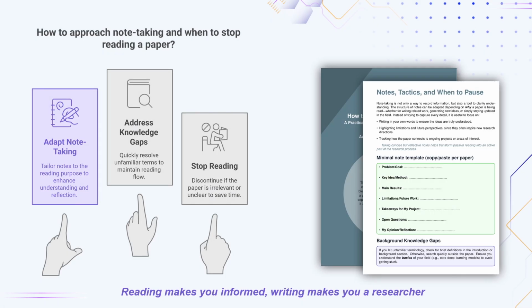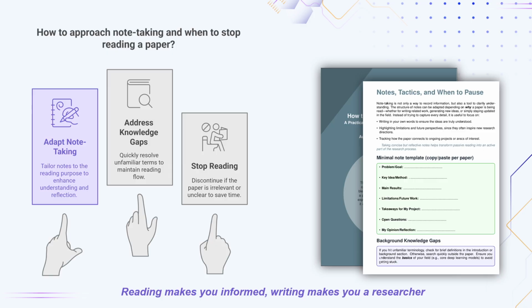Now, you can't become a researcher just by reading papers. Research is also about writing, and the best way to start practicing your writing is by taking notes while you read. That's why note-taking is essential. Instead of passively copying details, take structured notes. You can find a simple proposed template in the guide.